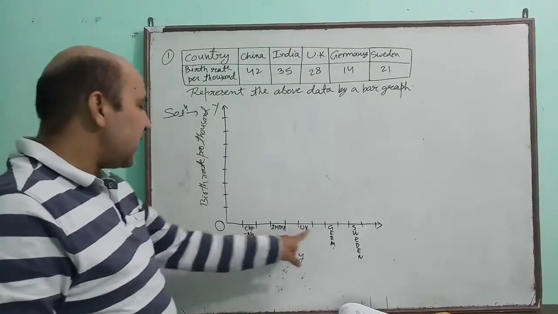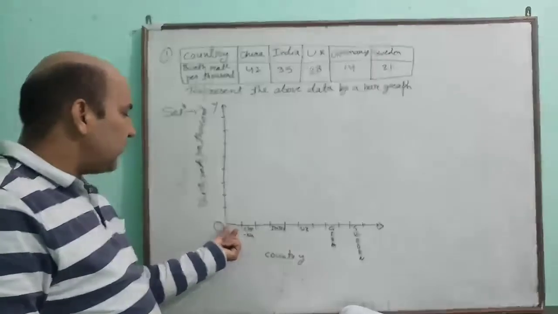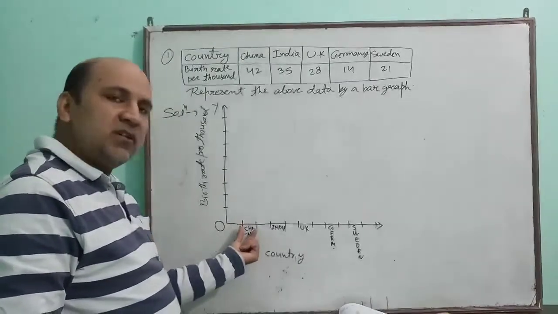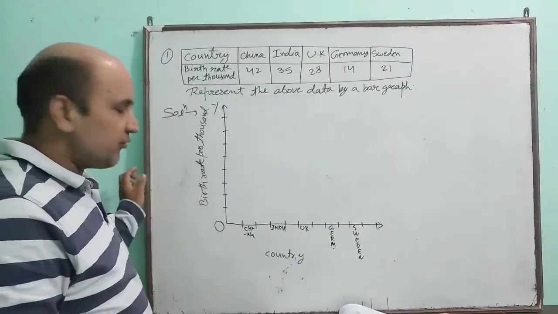Okay, on the x-axis, how will you denote the observation? See here. Leaving one box, another box will denote the country. Alternate boxes will denote the name of the country.